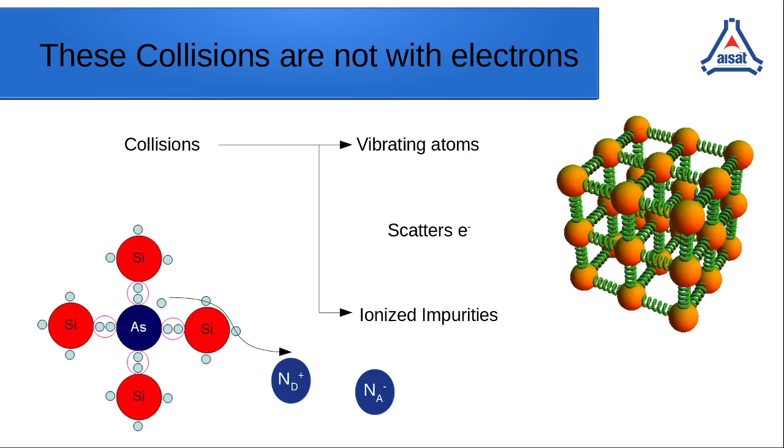So as I had mentioned earlier, while the electrons are moving by thermal motion without any external field applied, they collide with vibrating atoms and ionized impurities. This will scatter the electrons moving in the wafer, and this movement is called scattering of electrons.